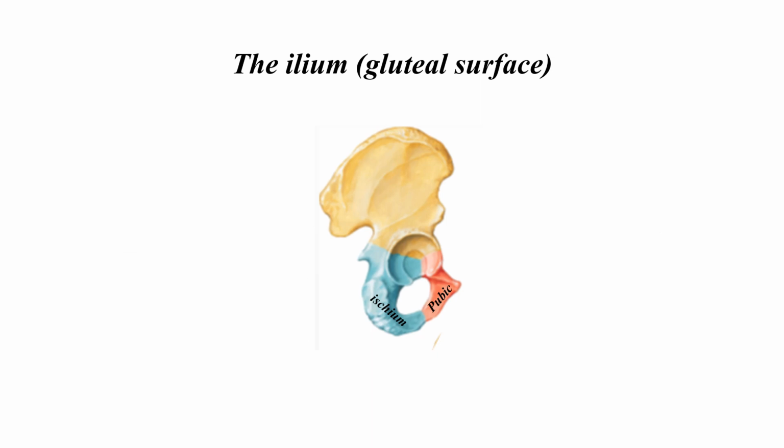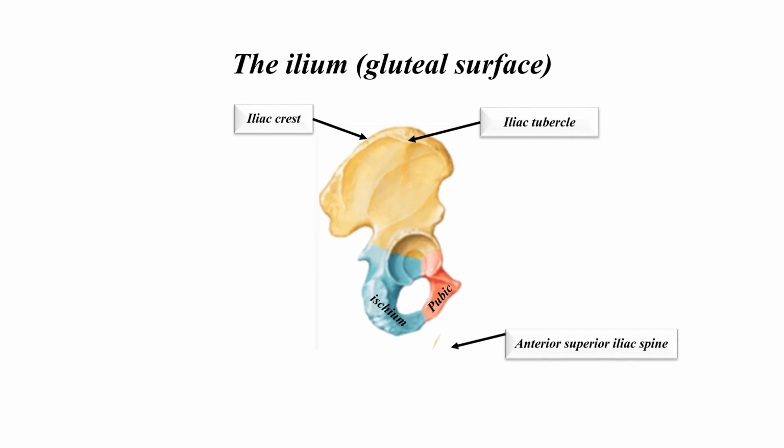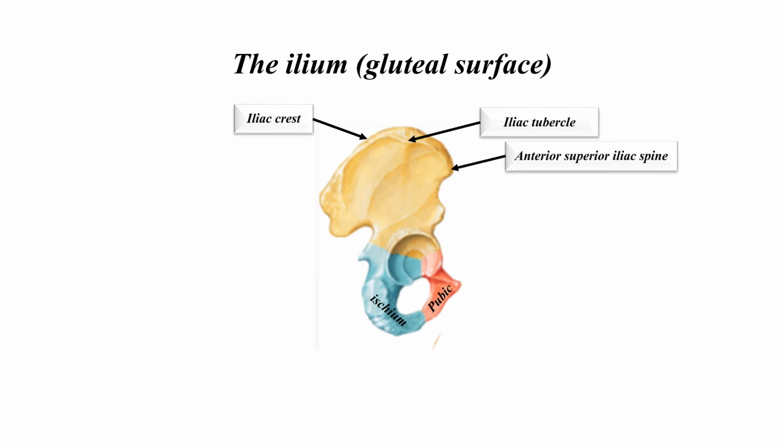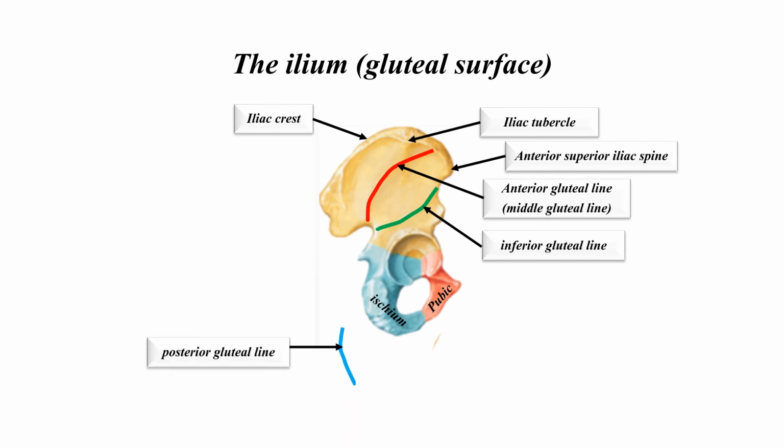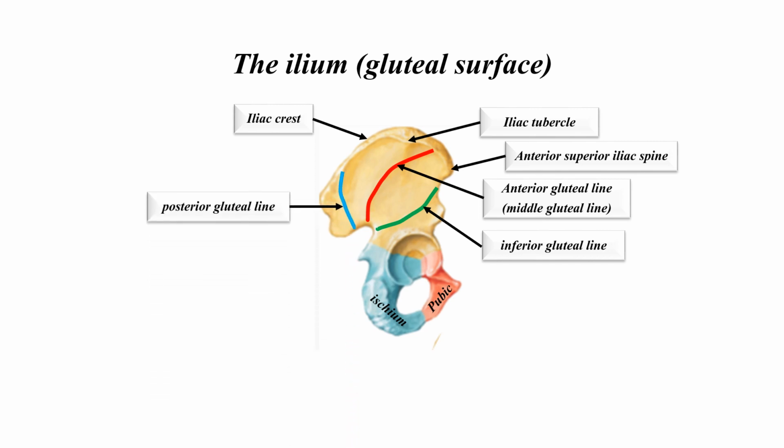This slide shows the lateral surface of the ilium. Also, it is called the gluteal surface. This is the iliac crest, and this is the iliac tubercle. It lies 5 cm posterior to the anterior superior iliac spine. The lateral surface of the ilium has 3 curved lines. This is the anterior gluteal line. Also, it is called the middle gluteal line. This is the inferior gluteal line, and this is the posterior gluteal line.